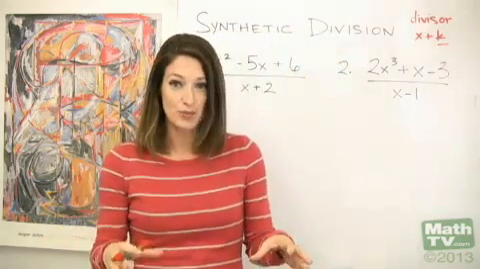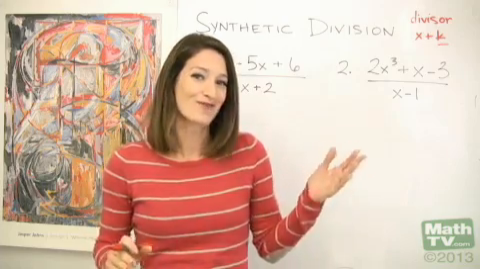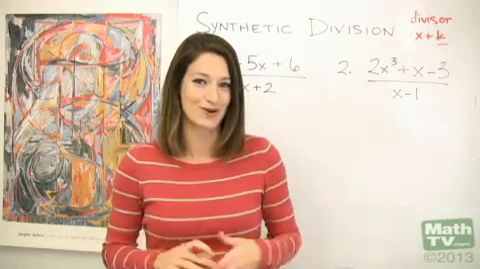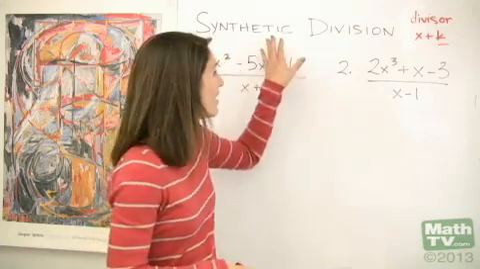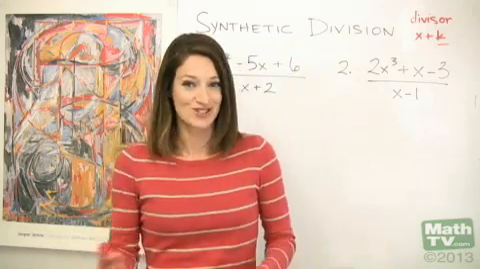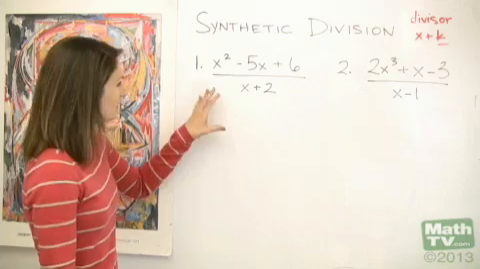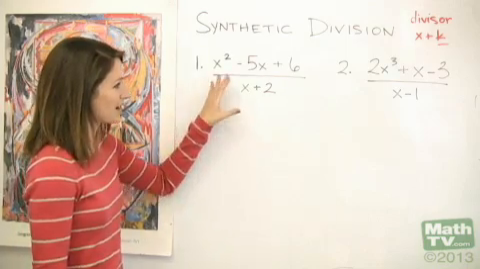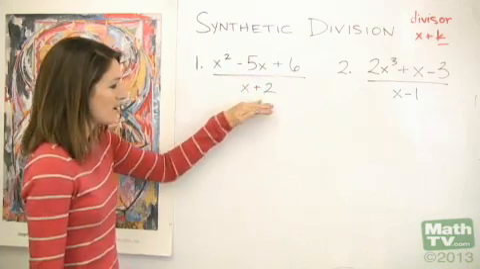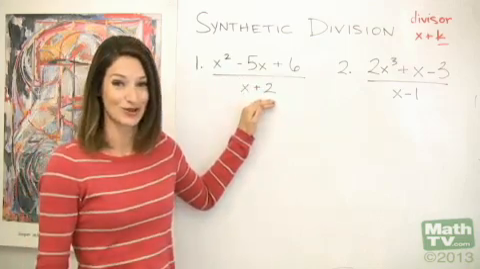Now, you'll find in your book a great explanation on how we got from the long division process with polynomials to the shorter form of synthetic division. But for now, we're just going to jump right in. So say we need to divide x squared minus 5x plus 6 by our divisor x plus 2.